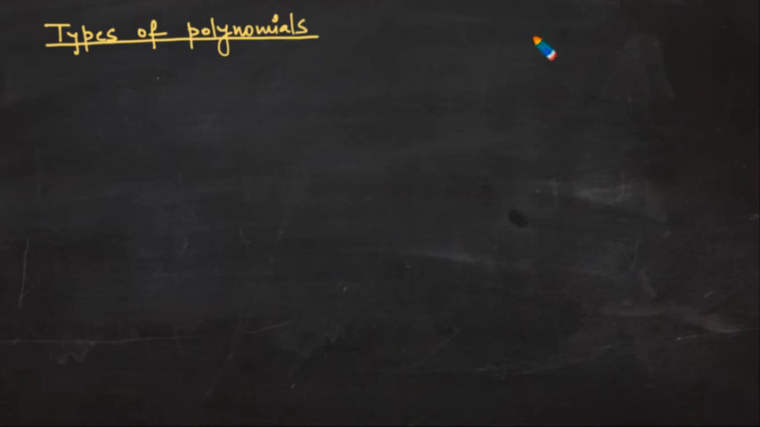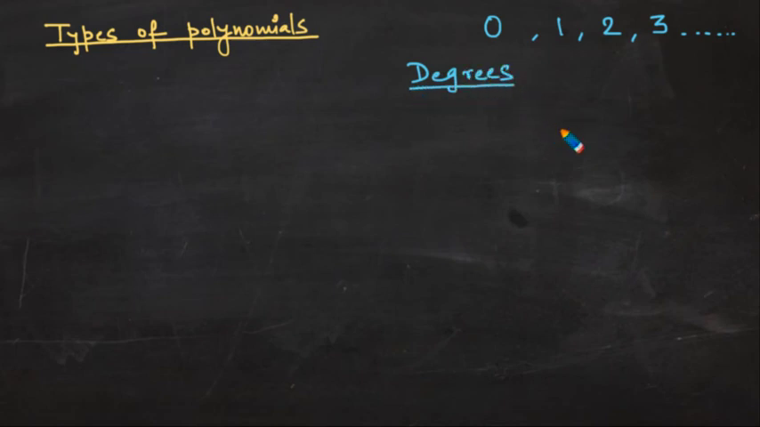For example, the first possible power in a polynomial can be 0, the first non-negative integer, or it can be 1, 2, 3, and this would go on and on. So, based on the classification of polynomials by degree, if the degree of a polynomial is equal to 0, then the polynomial is called a constant polynomial. I would just write poly for polynomial.